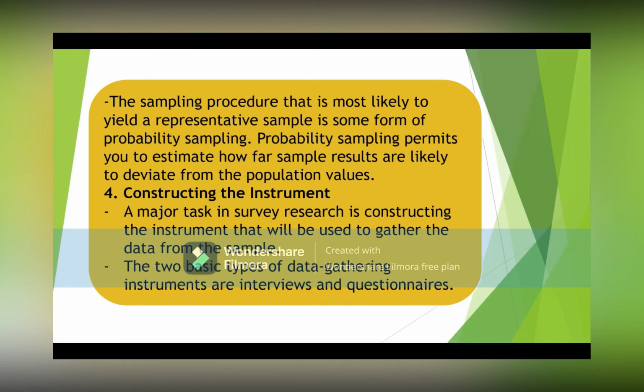The sampling procedure that is most likely to yield a representative sample is some form of probability sampling. Probability sampling permits you to estimate how far sample results are likely to deviate from the population values. 4. Constructing the instrument. A major task in survey research is constructing the instrument that will be used to gather the data from the sample. The 2 basic types of data gathering instruments are interviews and questionnaires.